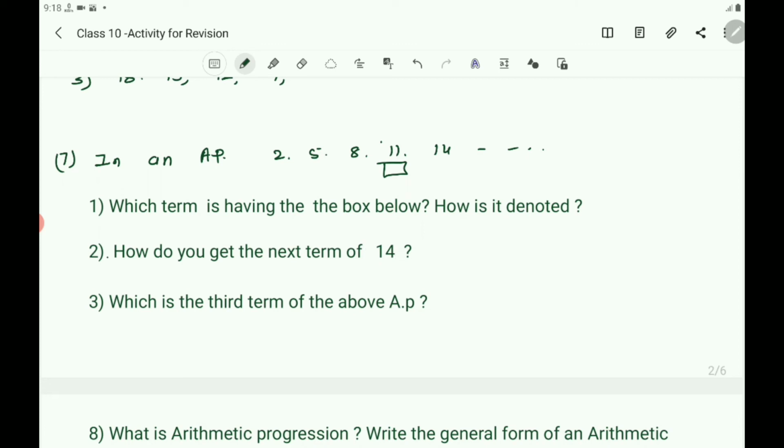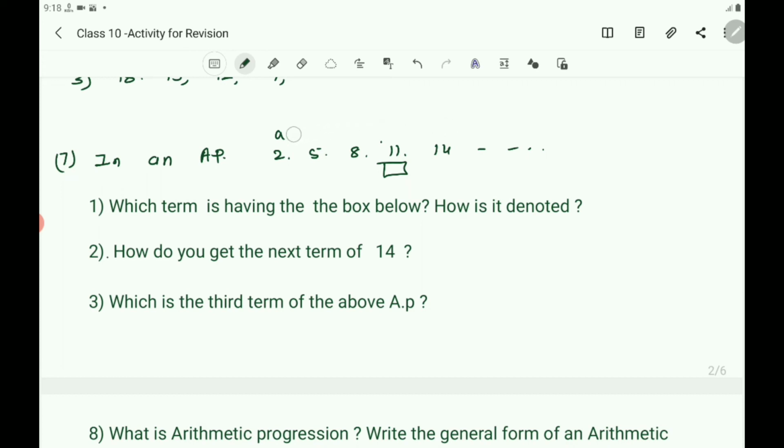And you know the common difference is what you have to find out. Fixed number means the common difference we have to find out. You know the method of finding the common difference. How will you get the common difference? That is A2 minus A1. Here A1 is 2, A2 is 5, A3 is 8, A4 is 11, A5 is 16.